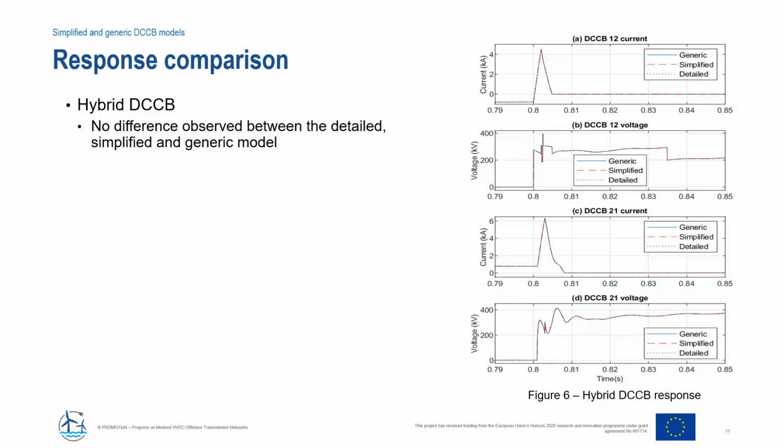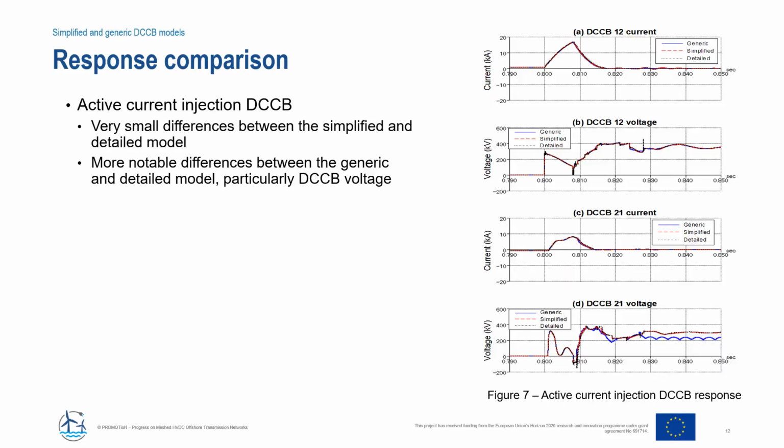This slide compares the responses of the detailed, simplified, and generic DC circuit breaker models. No notable difference is observed between either the voltage or current responses between the 3 models. Here are the responses for the active current injection DC circuit breaker. The simplified model produces a response very similar to the detailed model, but notable differences are observed with the generic model, whose voltage response differs considerably for one of the DC circuit breaker units.